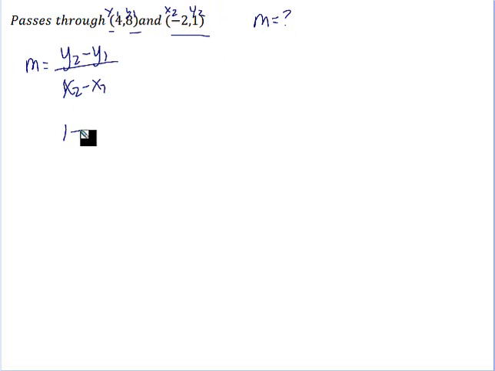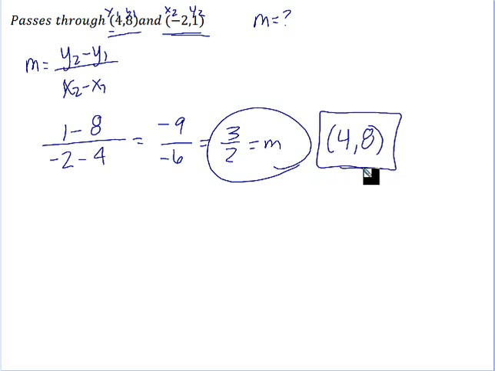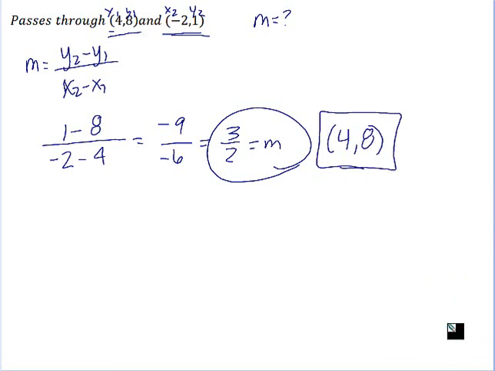So y2, 1 minus y1 is 8, over x2 is negative 2, minus x1 is 4. 1 minus 8 is negative 9, negative 2 minus 4 is negative 6. This would then simplify to 3/2 by dividing both top and bottom by a negative 3. Now we have the slope. You can then pick whichever point you want to work with. It does not matter. So I'm going to pick to work with the point 4, 8. If you pick the other point, you're going to get the same exact final solution for our slope-intercept form.